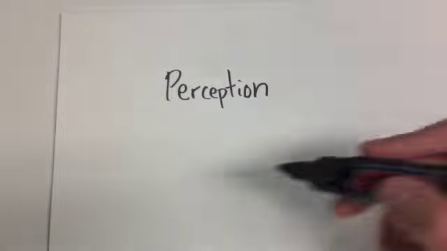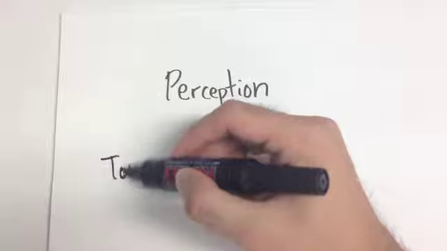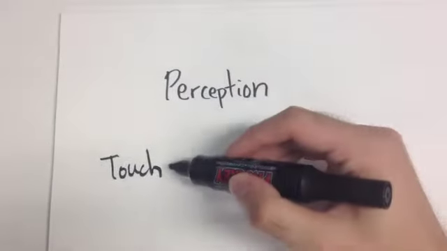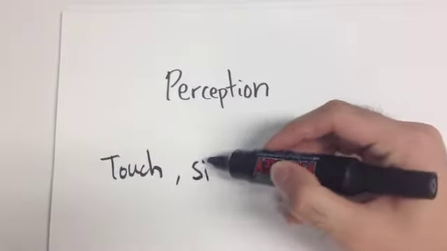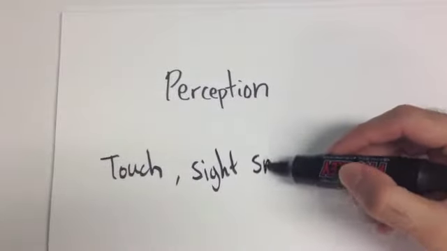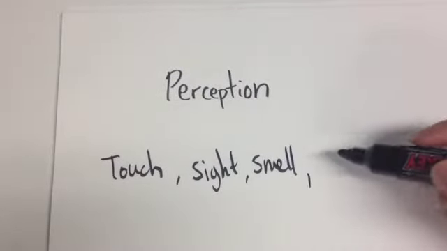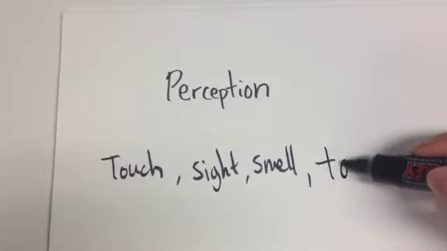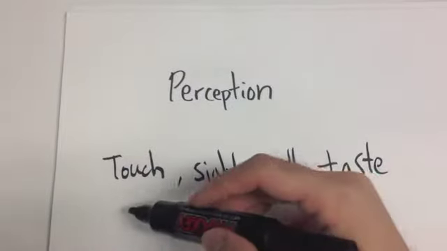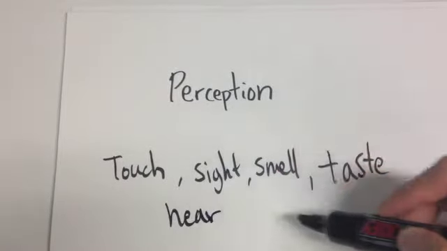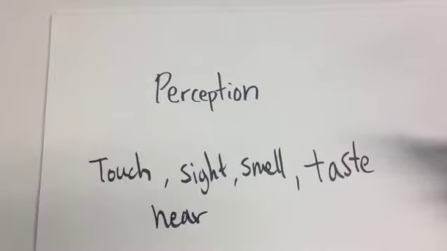And we have 5 senses, which is touch, sight, smell, taste, and of course, how we hear things. So these are our 5 senses.